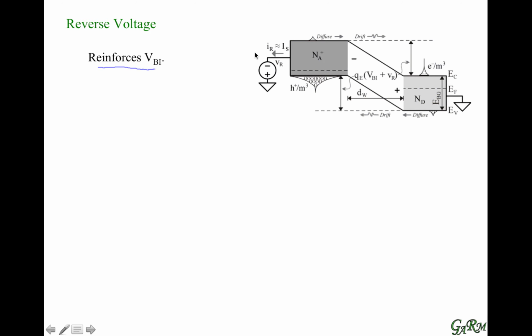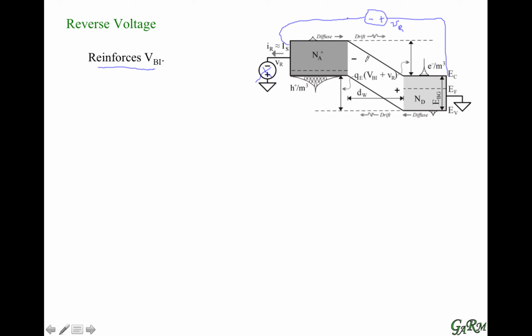So what happens when we put a reverse voltage? And by a reverse voltage, we mean a voltage that reinforces the built-in potential. So what we're going to do here is put a voltage here, and I'm going to draw it this way. Imagine that we put the voltage this way, and we want to reinforce the built-in potential, so we're going to do it this way. And that's exactly what we're doing with this reverse voltage here. I just redrew it for more clarity. So this right here is a reverse voltage.